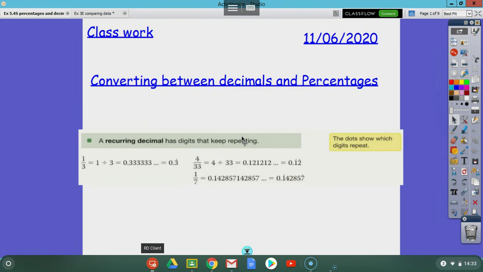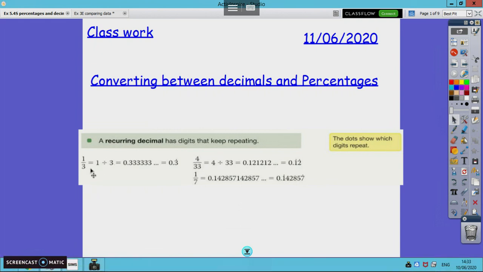Okay, and today's date is the 11th of June. Now, just a little note there on the page about what a recurring decimal is. So a recurring decimal has digits that keep repeating. For example, a third, which means 1 divided by 3, is 0.3333 forever and ever and ever. And we show that a decimal keeps going forever and ever and ever by having a little dot upon the numbers that repeat.